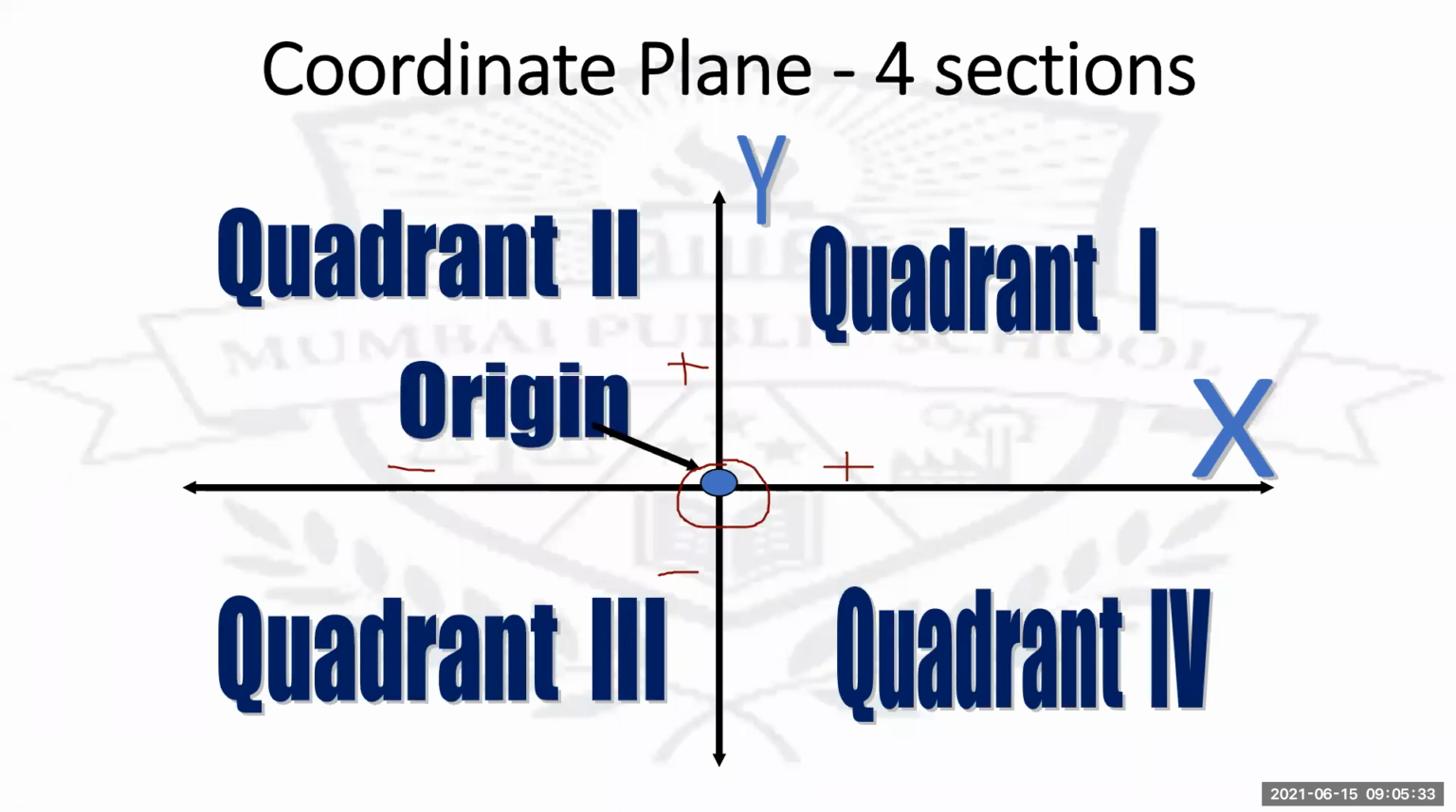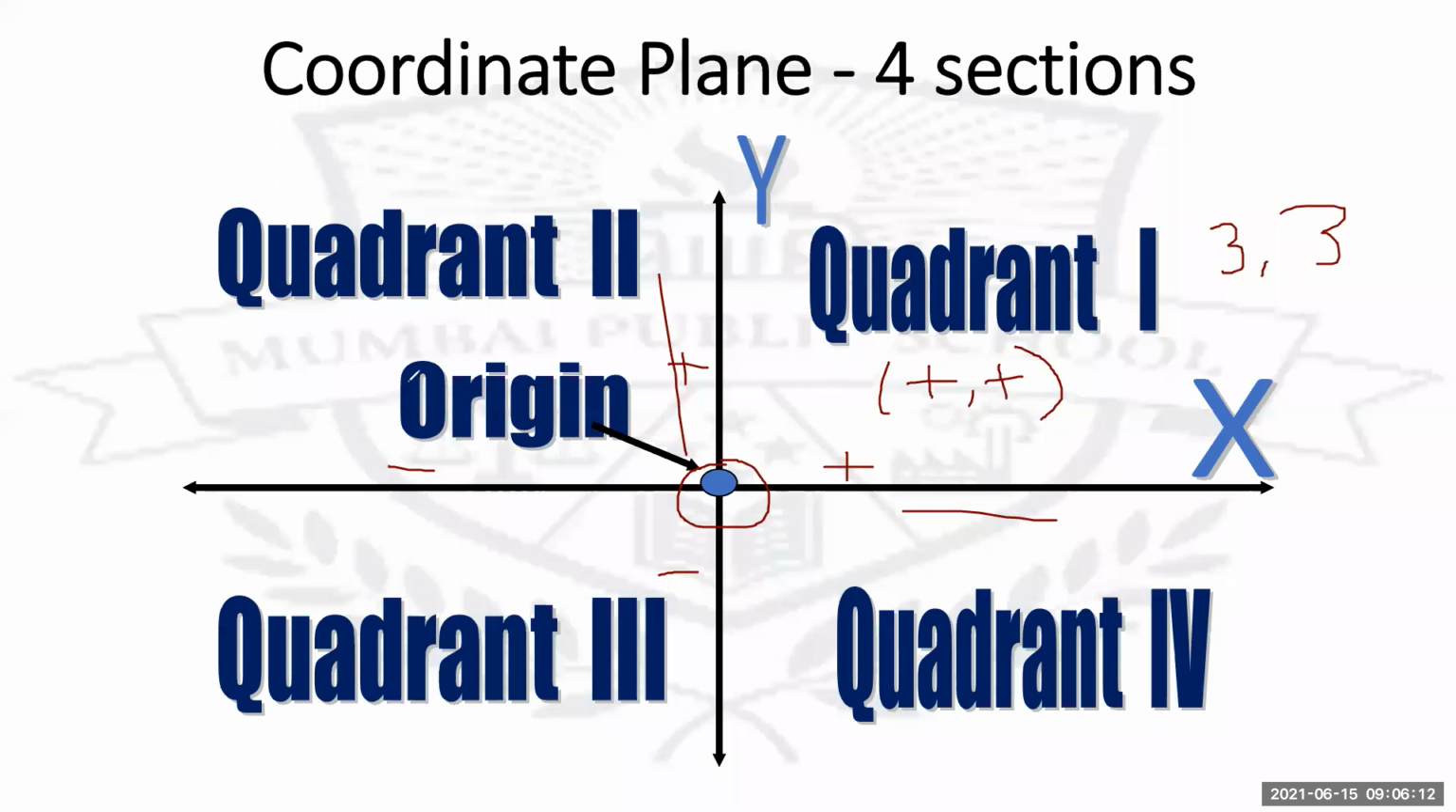Now, when you are considering the coordinates in the first quadrant, what happens? The value of x is positive and the value of y is also positive. So in the first quadrant, both the coordinates would be positive. So if you want to plot, for example, 3 comma 3, this point will lie in the first quadrant. Understand?